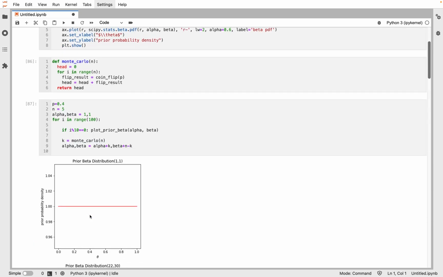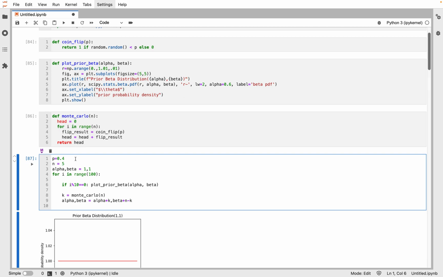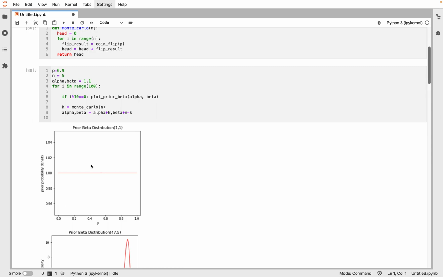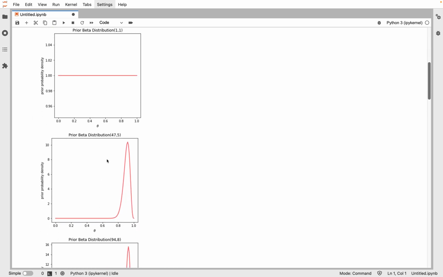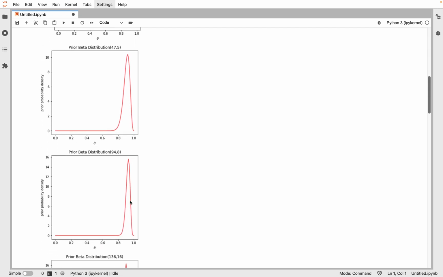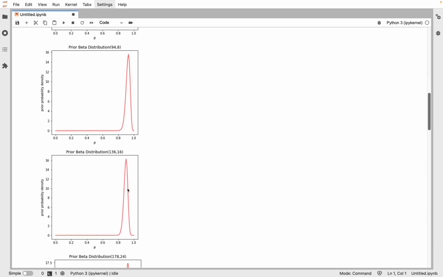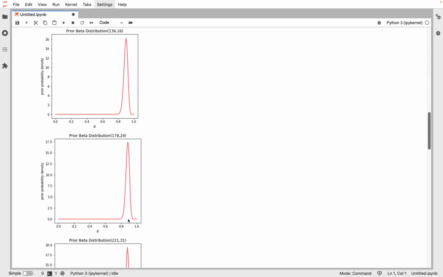So let's try another biased coin, 0.9. We start with a uniform distribution for theta, and after 5 throws, we get this distribution, and after another 5 throws, we get a sharper distribution around 0.9.